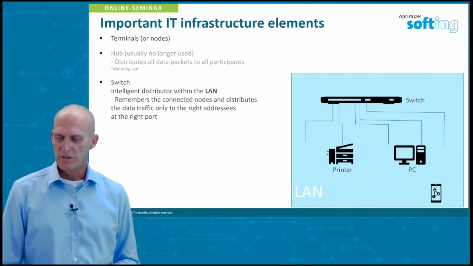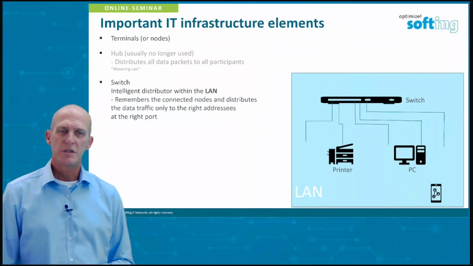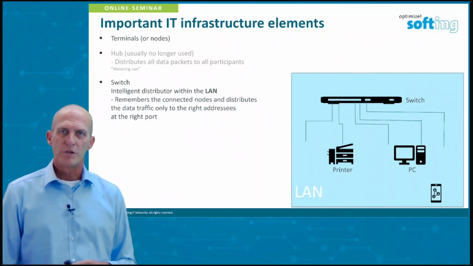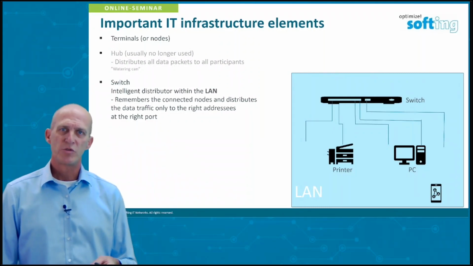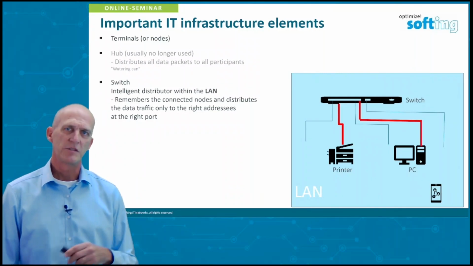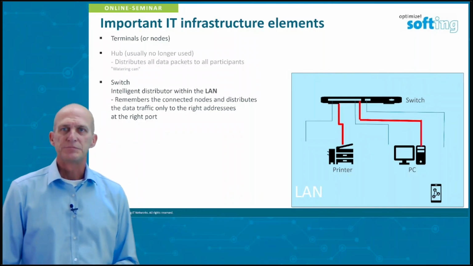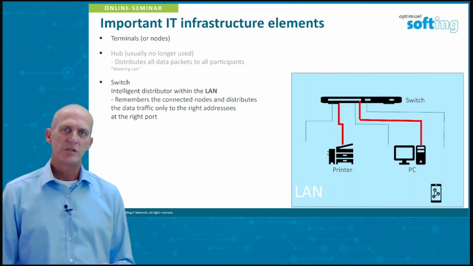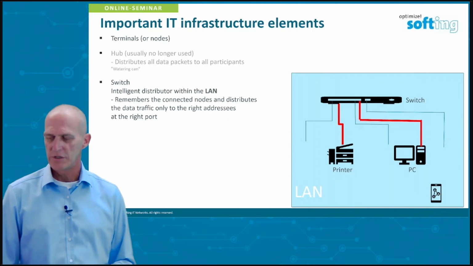each other. In this little example here, if the PC wants to print something, the information to print something is not distributed to all the members in this network, but only between the PC and the printer. So the switch is very intelligent, remembering which devices are connected to which port and to which outlet, basically.